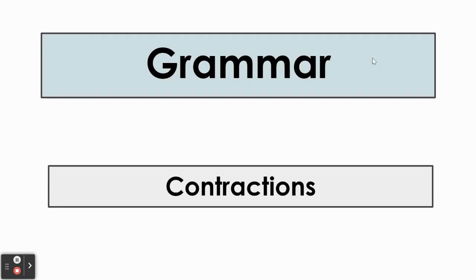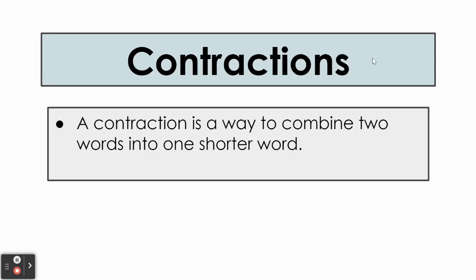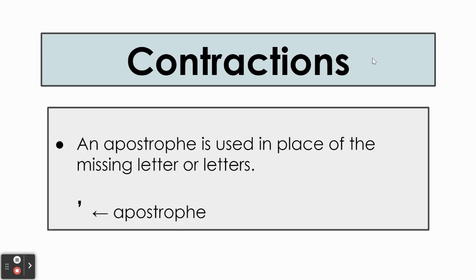Today we will be learning about contractions. What are contractions, you might ask? A contraction is a way to combine two words into one shorter word. An apostrophe is used in place of the missing letter or letters when you combine the two words.